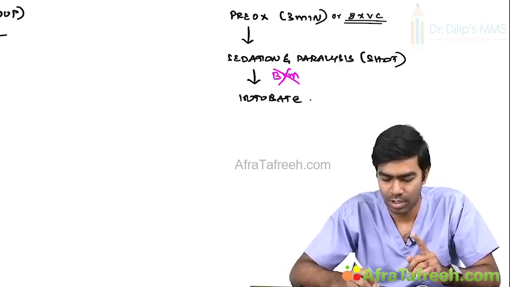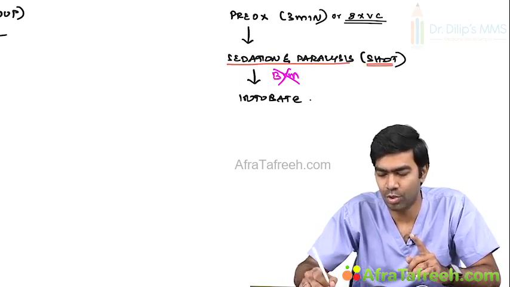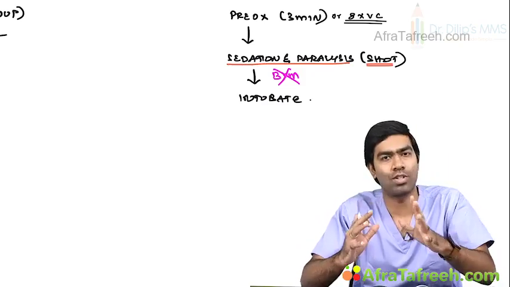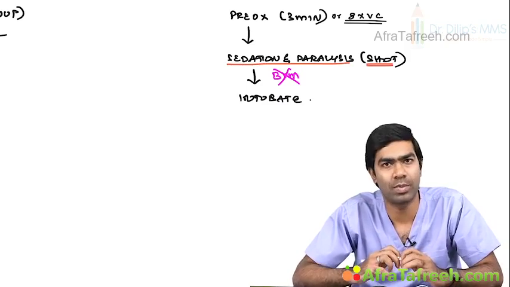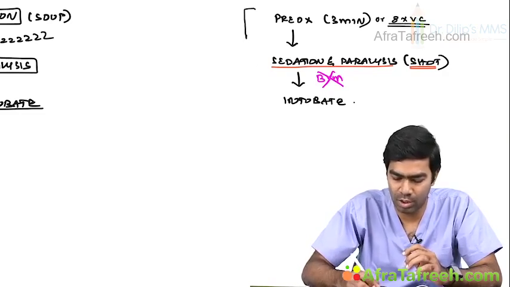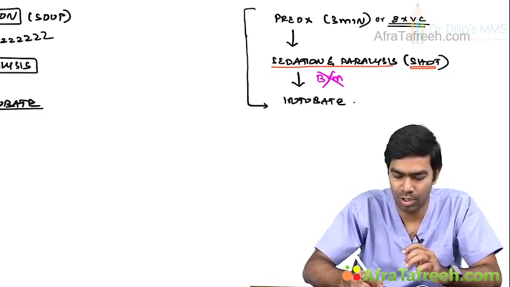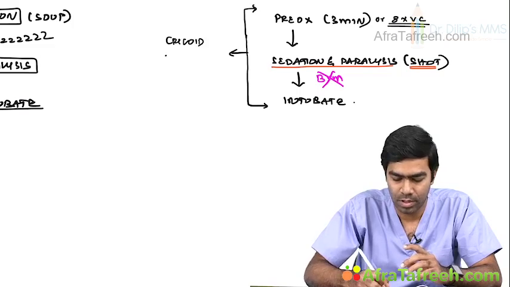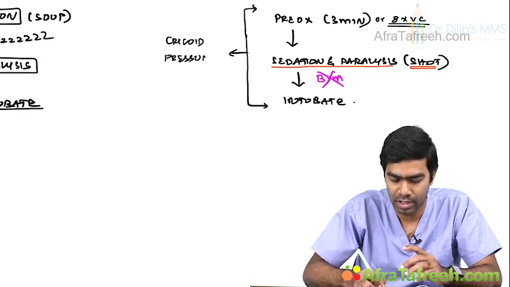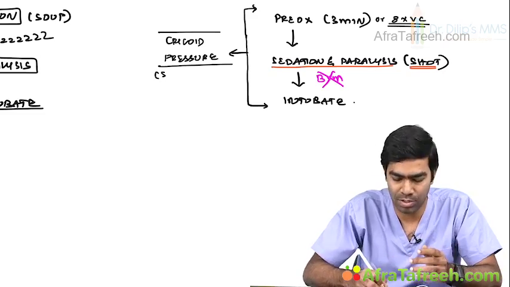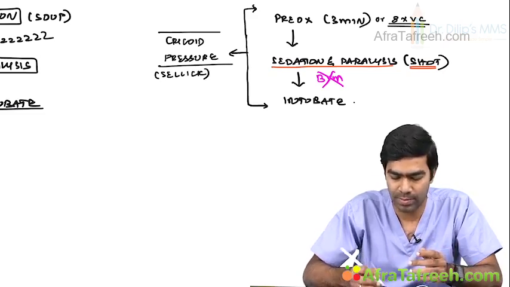Second, you give sedation and paralysis in a single shot. You don't do sequential sedation and paralysis. This is also one of the quintessential components of rapid sequence intubation. And one more thing that is proposed is that throughout the rapid sequence intubation, till you put the tube in place, you can maintain the cricoid pressure. You know why you do a cricoid pressure? Giving cricoid pressure during rapid sequence intubation is also referred to as Sellick's maneuver.